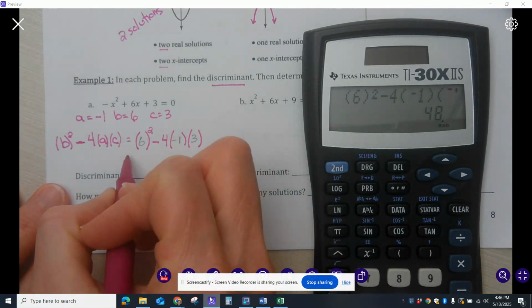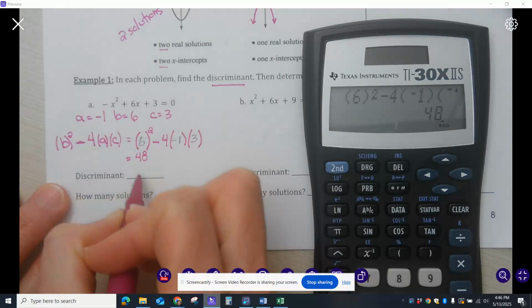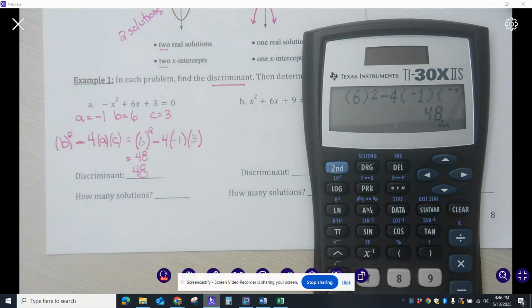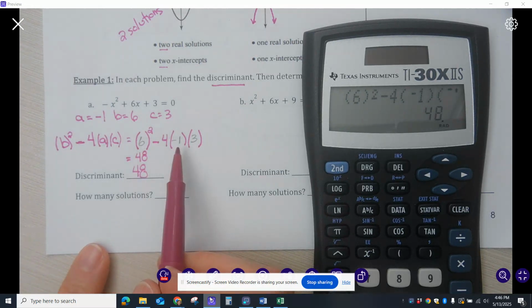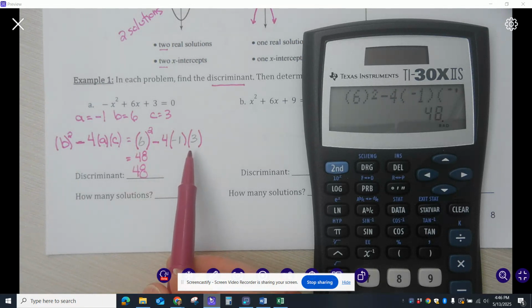So my discriminant equals, I'm going to squeeze it right under here, 48. The answer goes right there. Discriminant is 48. If you forget any of these parentheses, you're going to get the wrong answer. So be very careful. Write the step very neatly.